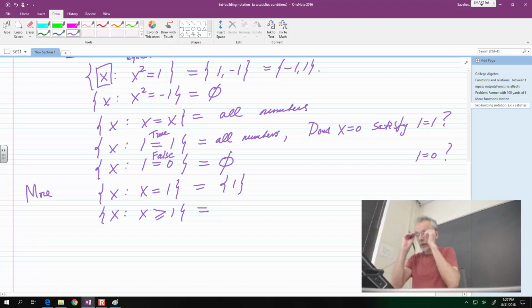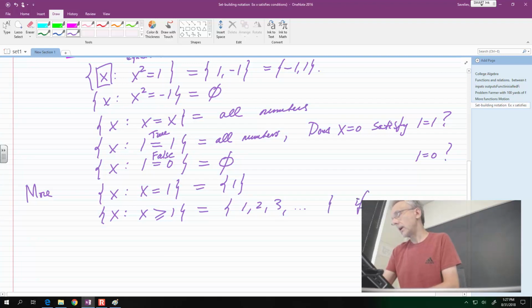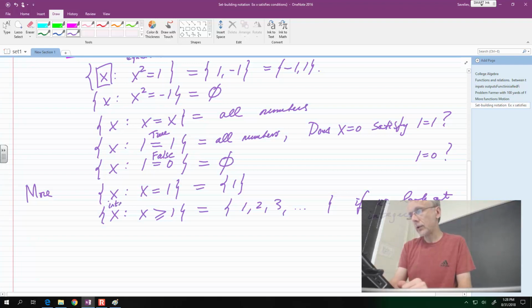So this one in particular, you could write it as a list in this manner: 1, 2, 3, dot, dot, dot. That works only if we look at integers. If we look at the integers, then we can list them, even though this list is infinite. That's what the dots indicate. So if we limit ourselves to integers x larger than or equal to 1, the answer is the set containing 1 and everything to the right of it. However, we can ask the same question about the real numbers.